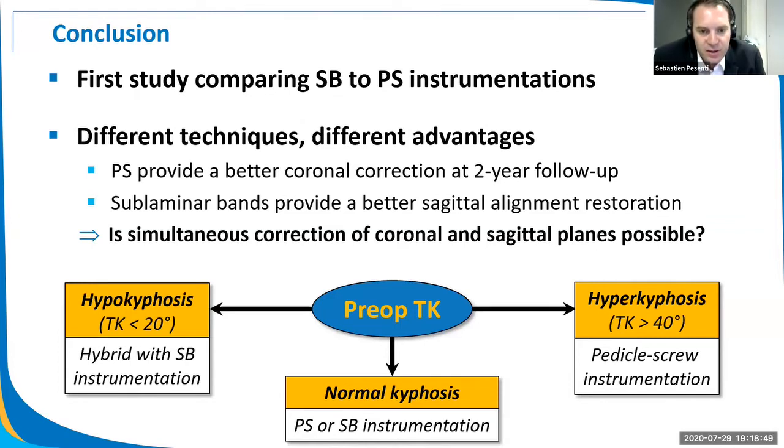So from the results of our study, we can end with this kind of recommendation. According to the preoperative TK, you can choose the different techniques. If you have hyperkyphosis, it's probably better to use pedicle screw instrumentation in order to help to decrease kyphosis, because that's what you seek when you manage hyperkyphotic patients. But on the other hand, when you have hypokyphotic patients, it's probably smarter to use sublaminar bands in order to increase your kyphosis and to restore a better sagittal profile. When the kyphosis preoperatively is normal, you can use either pedicle screw instrumentation or sublaminar band instrumentation, but you have to take care of not ending with a hypokyphosis postoperatively when using pedicle screw instrumentations.